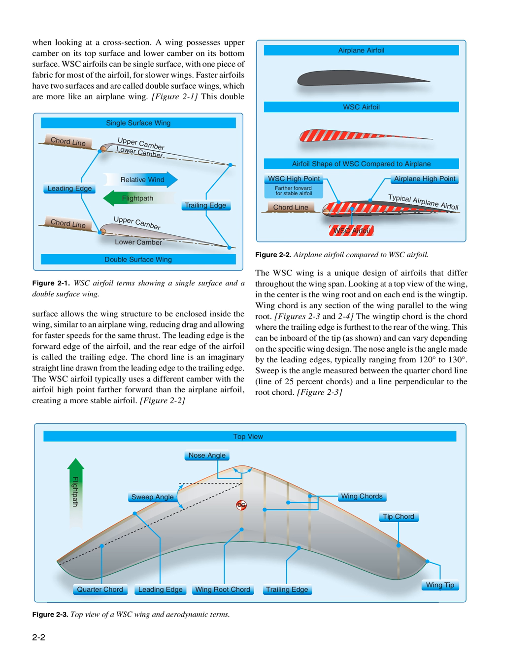The WSC wing is a unique design of airfoils that differ throughout the wingspan. Looking at a top view of the wing, in the center is the wing root and on each end is the wingtip. Wing chord is any section of the wing parallel to the wing root. Figures 2.3 and 2.4: the wingtip chord is the chord where the trailing edge is furthest to the rear of the wing. This can be inboard of the tip, as shown, and can vary depending on the specific wing design. The nose angle is the angle made by the leading edges, typically ranging from 120 degrees to 130 degrees. Sweep is the angle measured between the quarter chord line of 25% chords, and a line perpendicular to the root chord. Figure 2.3.